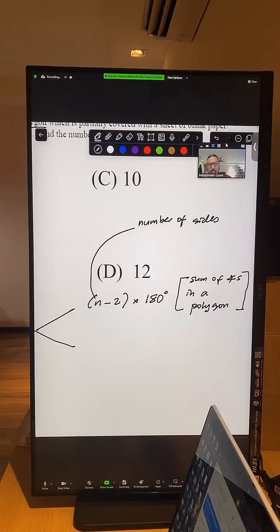The way I remember this is I ask myself, for a triangle, I know that all the angles in a triangle add up to 180 degrees. This one primary school already taught us. So how many sides in a triangle? 3. So 3 minus 2 will be 1. 1 times 180 will be 180. So a triangle is also a polygon.